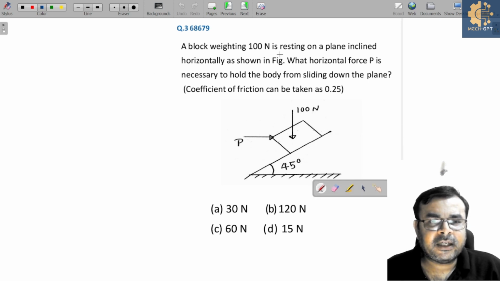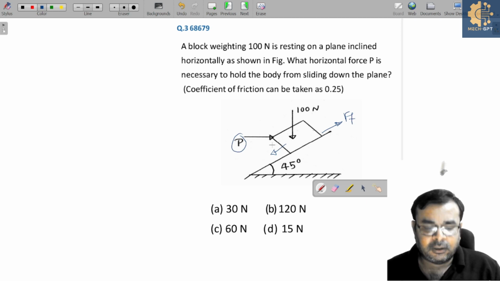A block weighing 100 Newton is resting on a plane inclined to the horizontal as shown in the figure. What horizontal force P is necessary to hold the body from sliding down the plane? Correct. So obviously this block is trying to slide along this direction. Yes or no? So obviously frictional force is acting in the upward direction. Yes or no? So how do we solve this question?